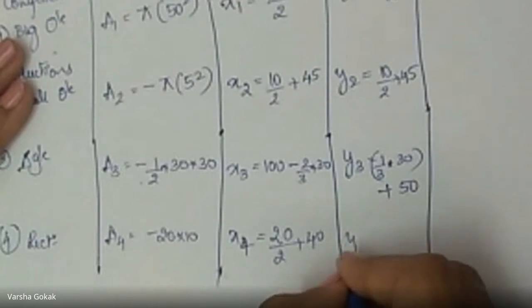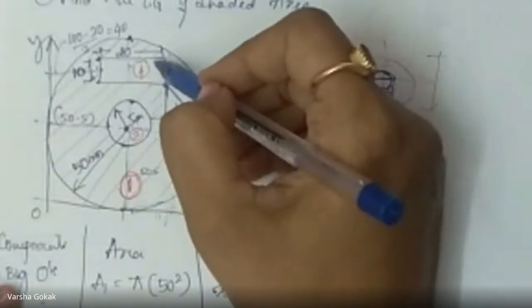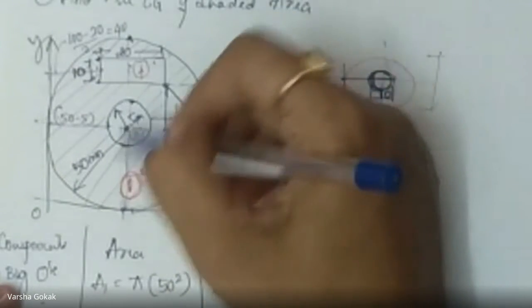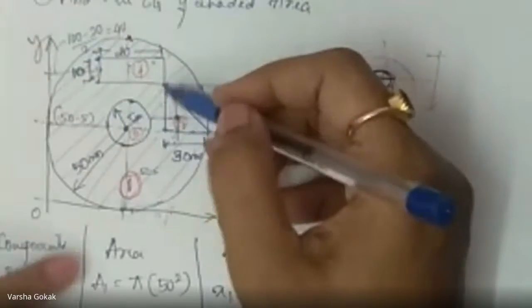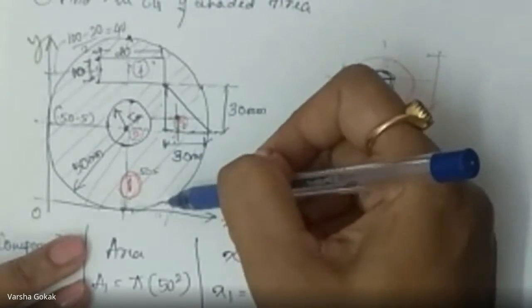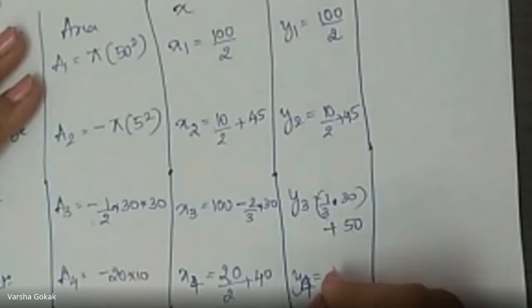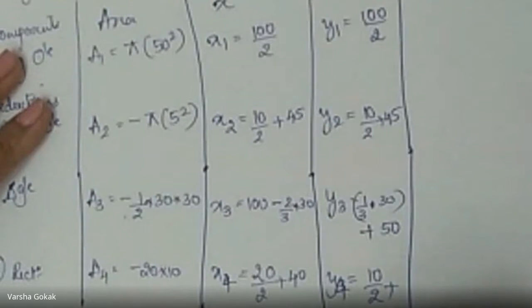What about y4? It is going to be 10 by 2 plus all these distances. Correct? I can directly do that also: 10 by 2 plus 30 plus 50. So 10 by 2 is the individual, plus 30 up to the center line, that is the height of the triangle, plus this radius 50. So you have all the values.